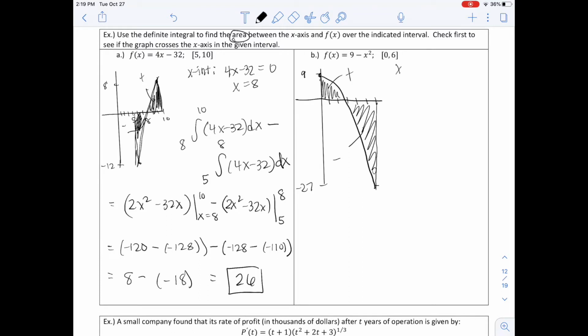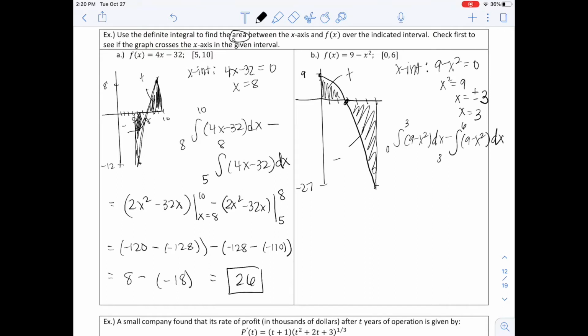So we need to first find our x-intercept. And to do that, we take our function and set it equal to 0. When we do, we get x squared is equal to 9, or x is equal to plus or minus 3. But since we are only dealing with the interval from 0 to 6, the only x-intercept we have is at positive 3. So I'll put a point right there. That's going to be what's separating our two integrals. And so we're going to take our positive integral, which is going to go from 0 to 3, of 9 minus x squared dx, minus the negative integral, which is going from 3 to 6, of 9 minus x squared dx.